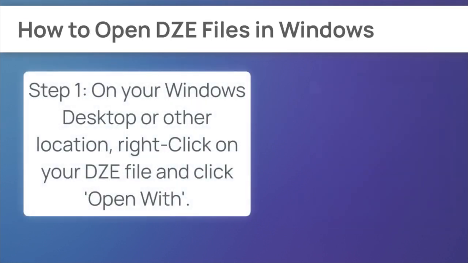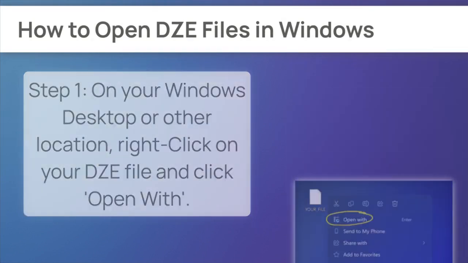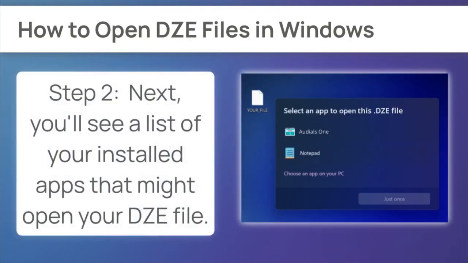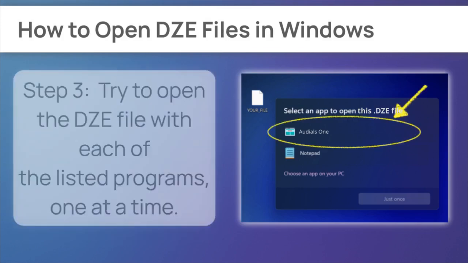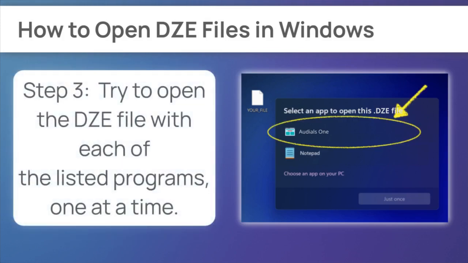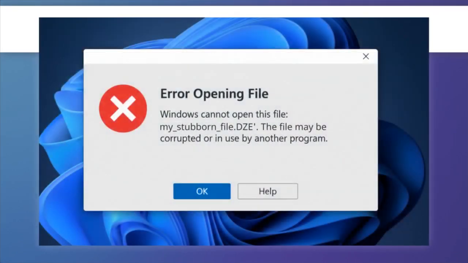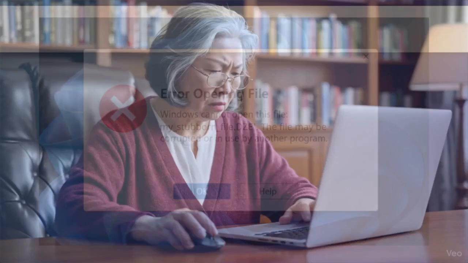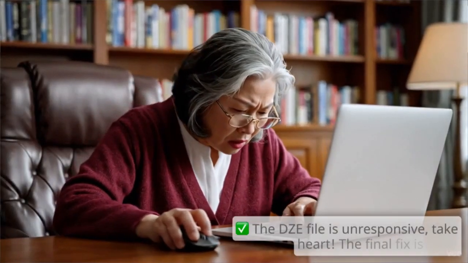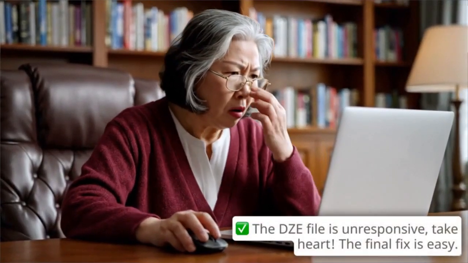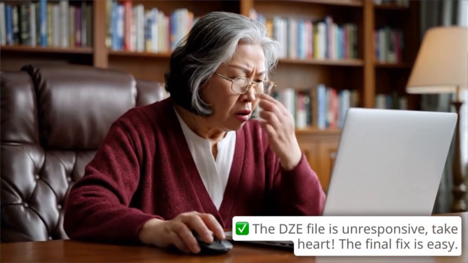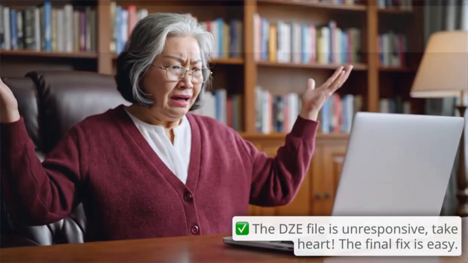Your first troubleshooting move, right-click your DZE file and select Open With. See if Audials 1 is available and test it. If it is not visible, select a different program. Testing multiple openers is standard practice. When your DZE file does not open, it is usually a small issue. Because the DZE format is highly specialized, general solutions often fail. To ensure a proper fix, let's verify these crucial details on our checklist right now.